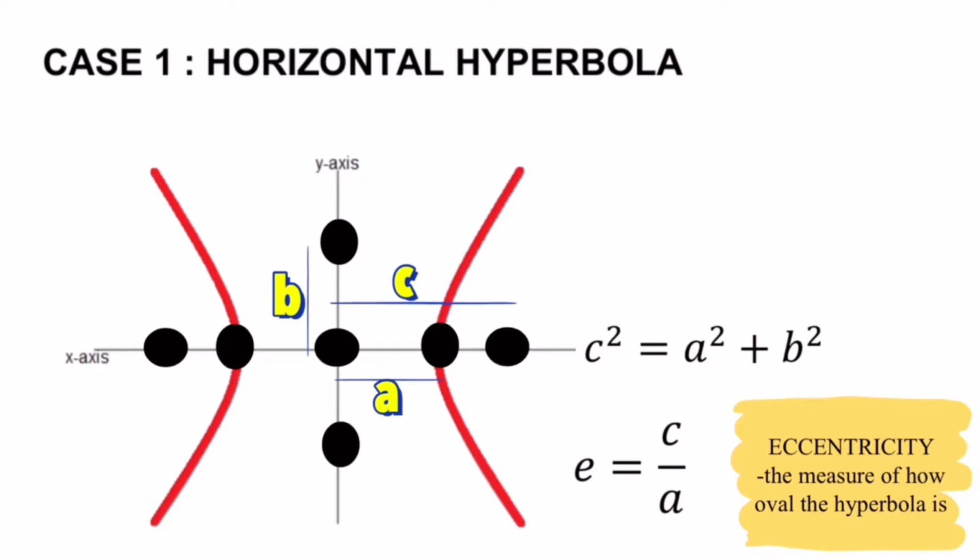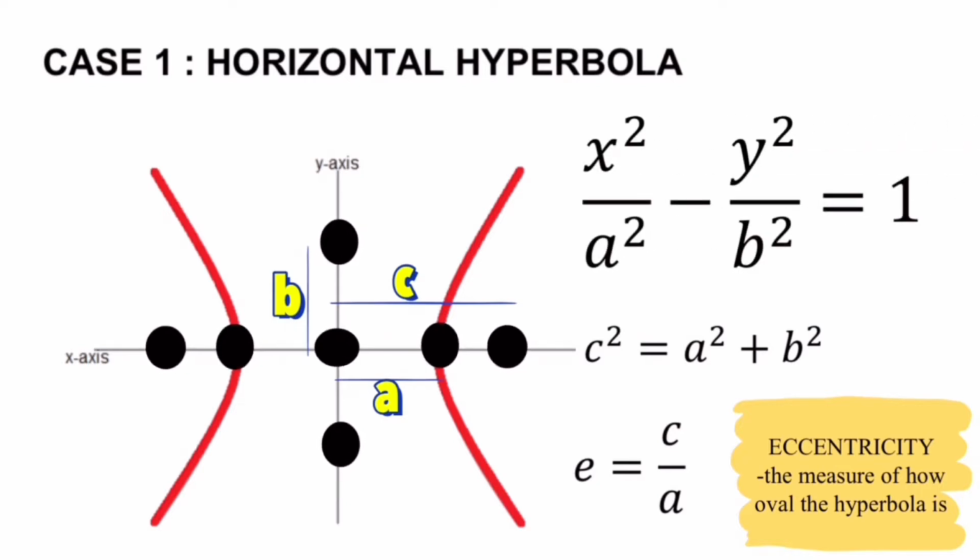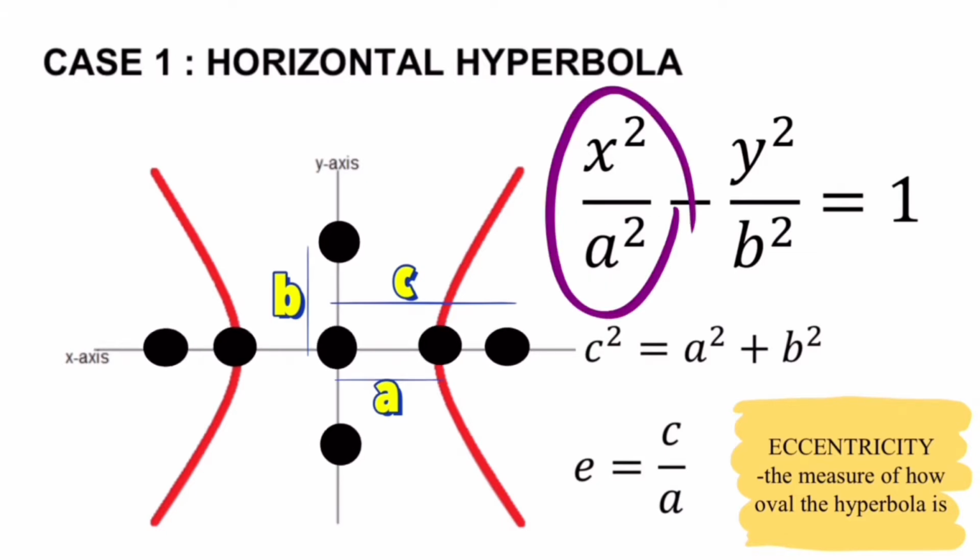Now, the standard formula for a horizontal hyperbola is x squared over a squared minus y squared over b squared equals 1. Now, please notice this. Since our a is on the horizontal axis, we therefore placed it under the x squared. And since our vertex is on the horizontal axis, the x squared over a squared is positive.